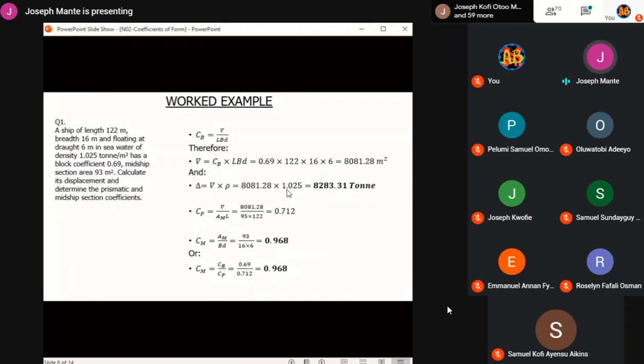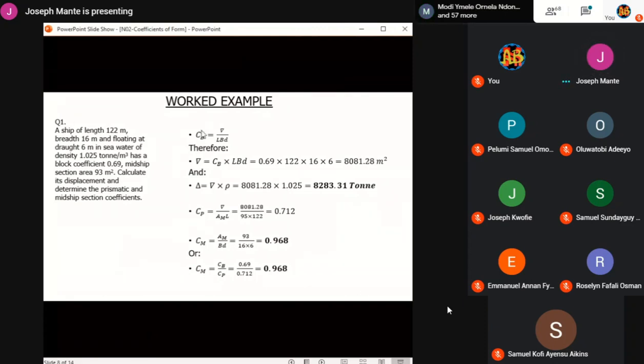So let's solve this. It says a ship of length 122 meters, breadth 16 meters, and floating at draft 6 meters in seawater of density 1.025 tons, has a block coefficient of 0.69, midship section area 93 meters squared. Calculate the displacement and determine the prismatic and midship section coefficient. So first, calculate the displacement. And determine the prismatic and midship section coefficient.